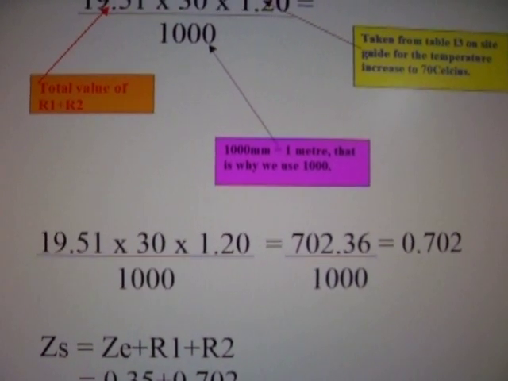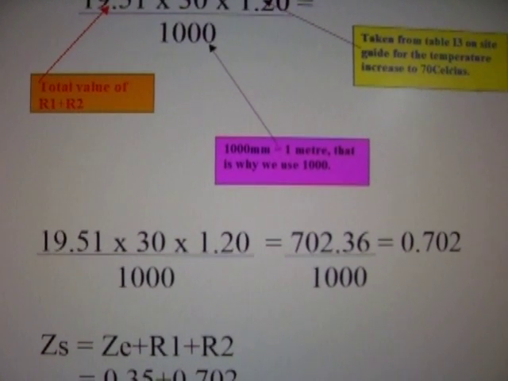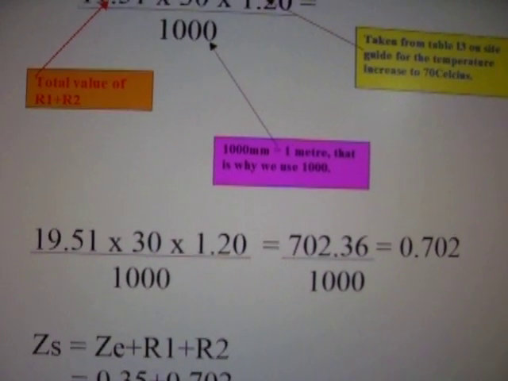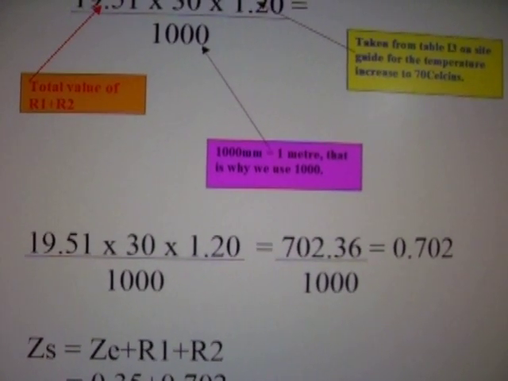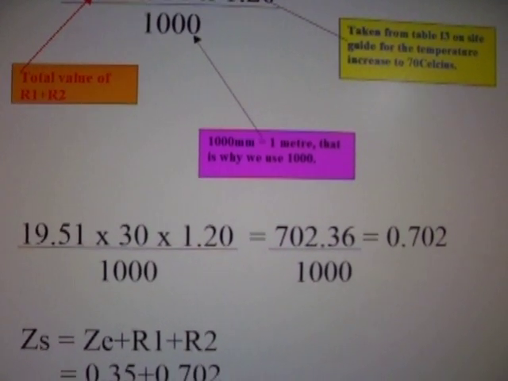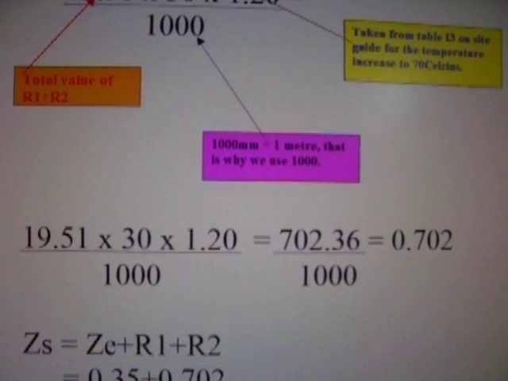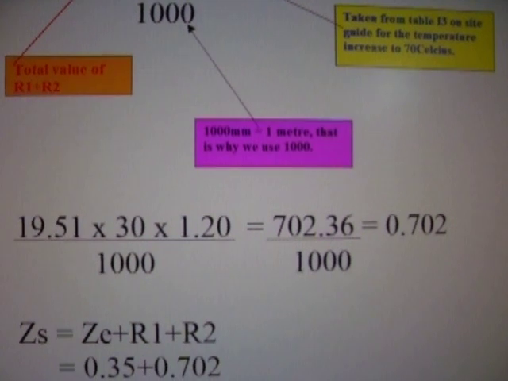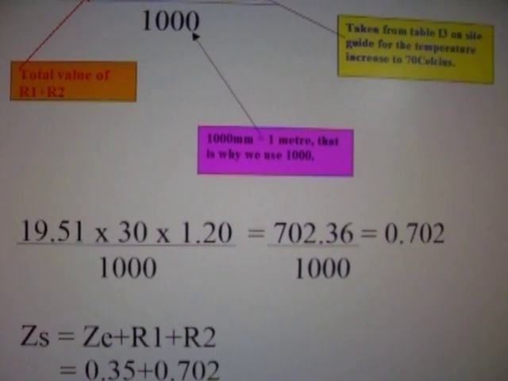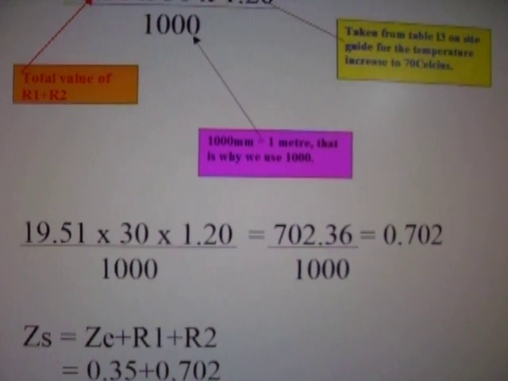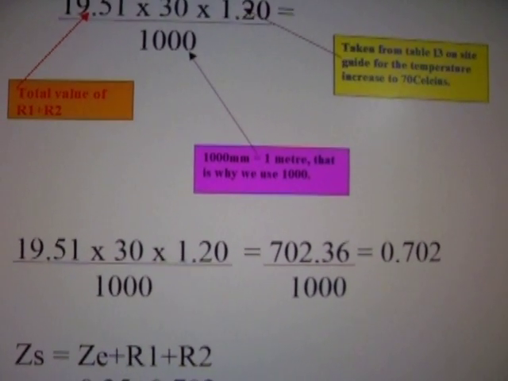We then need to put that into a formula: 19.51 times 30 times 1.20 over 1,000. I've told you here why we have used 1,000, because 1,000 millimeters makes up 1 meter. Or you can simply say 19.51 times 10 to the minus 3 and multiply by 30 times 1.20.